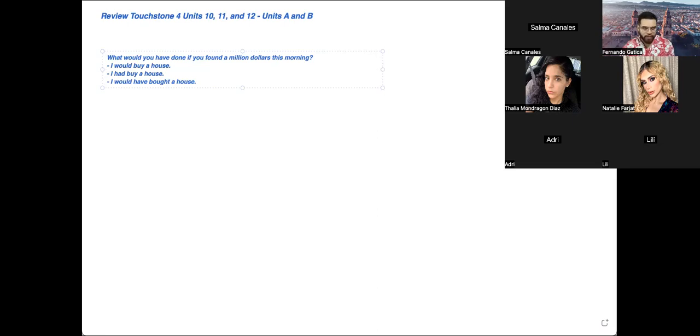Exactly. Hubiera comprado una casa. ¿Qué hubieras hecho si hubieras encontrado $1,000,000 esta mañana? Hubiera comprado una casa. Look, the other one, "I would buy a house." This is a correct sentence, but not for the context. "I would buy a house" is compraría una casa, en el futuro o en el presente, ¿no? Pero eso dice "this morning." So it's the past. And because it's the past, you have to use this. Hubiera comprado. I would have bought. Gustavo, Liddy, good job. You're on fire. Let's go.